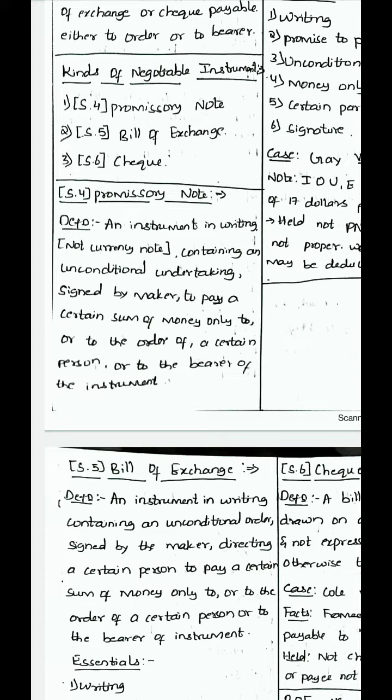So for example, if I take a piece of paper and I write on it, I promise to pay Mr. X 1000 rupees, and I take this note and hand it over to Mr. X, then I will be liable to pay Mr. X 1000 rupees. So this is a promissory note. I am promising Mr. X to pay 1000 rupees. So it is basically a piece of paper where one person promises to pay a certain amount to another person.